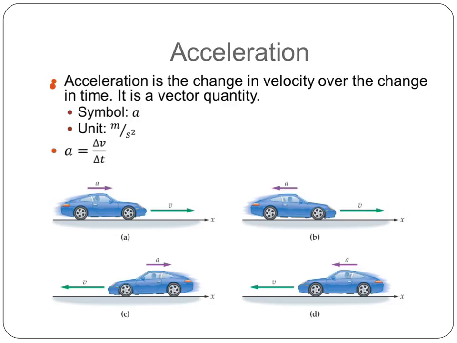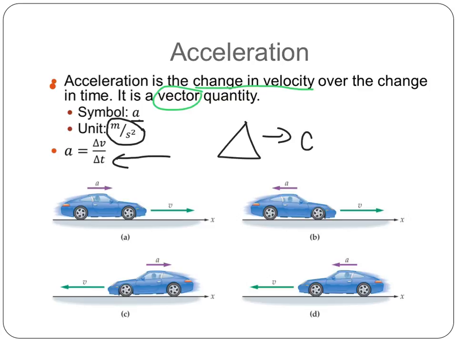Okay, so acceleration is the change in velocity over the change in time. Because it's the change in velocity, it is also a vector quantity. We're going to use the symbol A, and our unit is meters per second squared. The equation we're going to be using is the change in velocity over change in time. Don't forget, our triangle symbol means change. That's in all sciences, we use that to represent it.